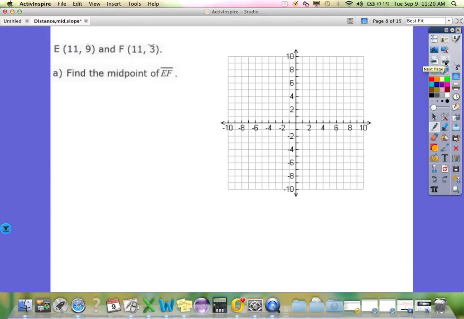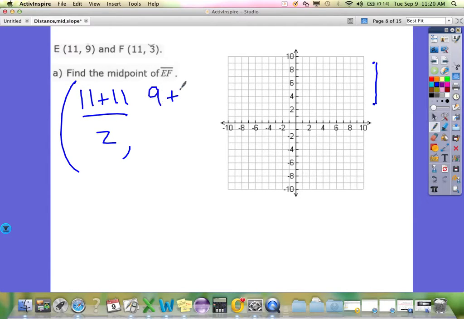Okay, next one. A little bit different here. So over 11 up 9, I don't quite have that far, but I'll just kind of eyeball it. Over 11 up 9, over 11 up 3. So here we can see it's a vertical line. The midpoint, again, I can count, I can see where that's going to be, but I'm just going to do the formula for practice. So x plus x divided by 2, y plus y divided by 2.